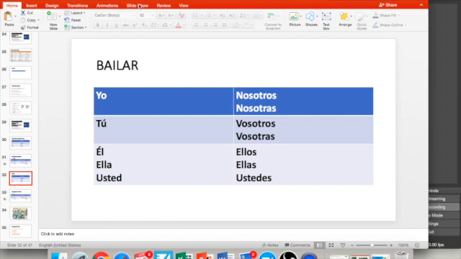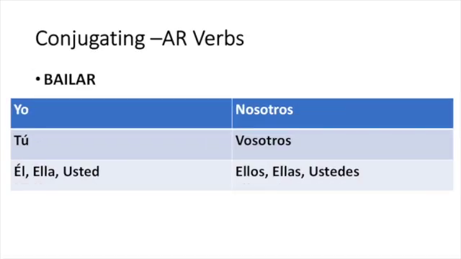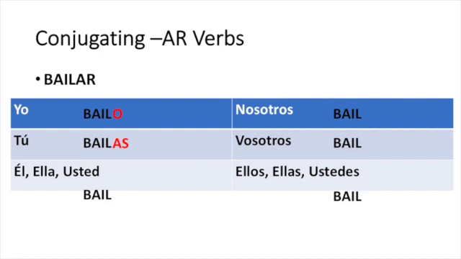Okay, now that you've had a second to try these, let's take a look at bailar. The first thing we're going to do as we conjugate bailar is chop off our AR, so you're left with just the B-A-I-L part, bail, if you will. To say that I dance, in the yo form, we're going to add back an O, bailo. In the tú form, to say that you dance, we're going to add an AS, bailas. In the he or she form, to say that he or she dances, we're going to add back an A, baila. In the nosotros, bailamos, we dance.